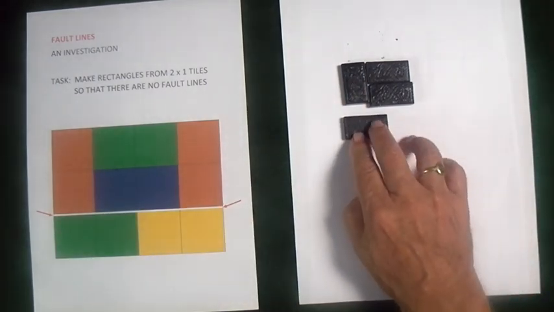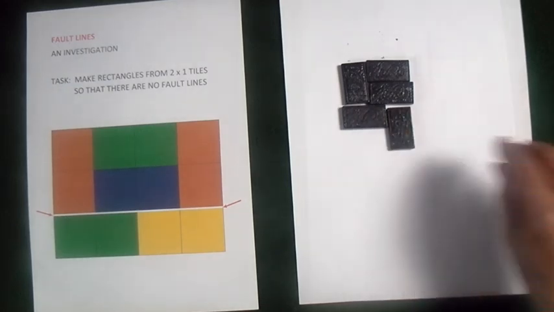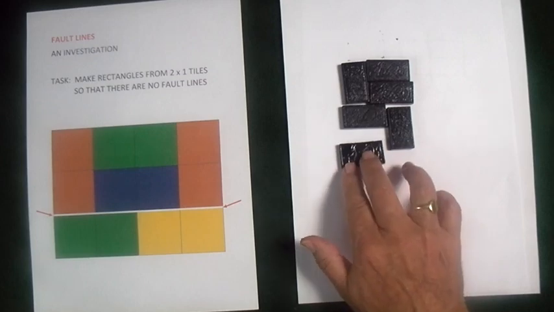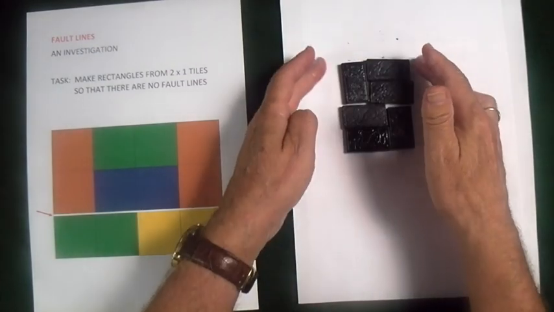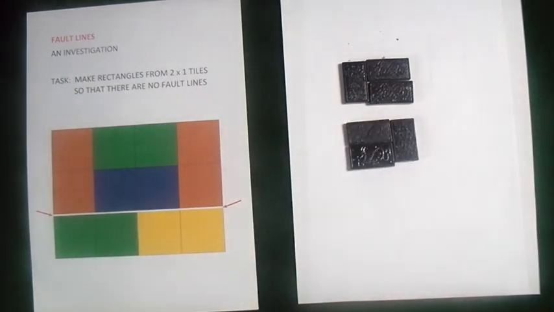I'm going to put one across there, and one across here, and one across here. I've now made a rectangle. But look, it's got a fault line going all the way through there.